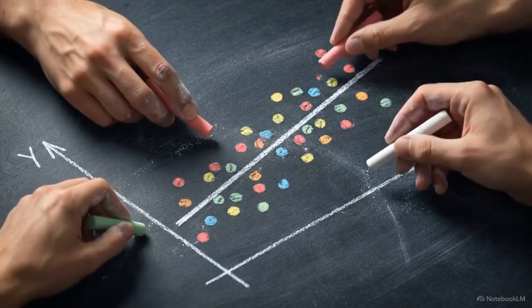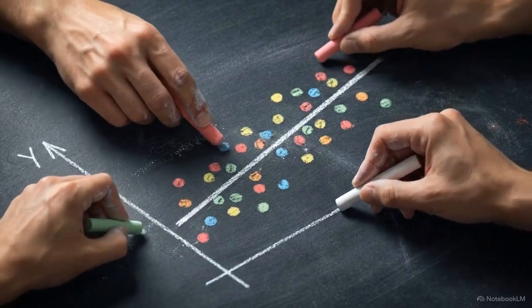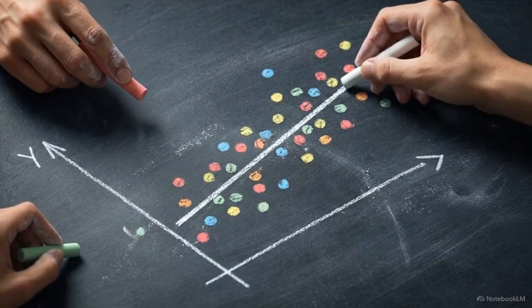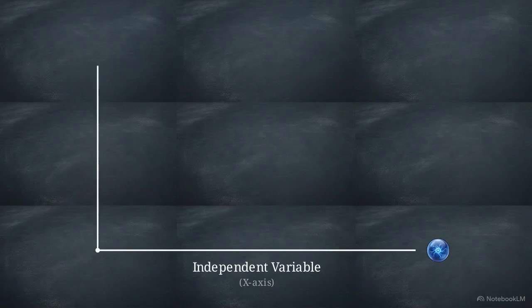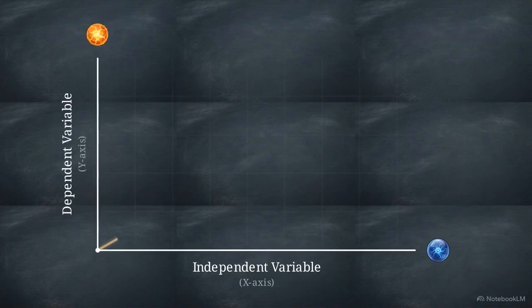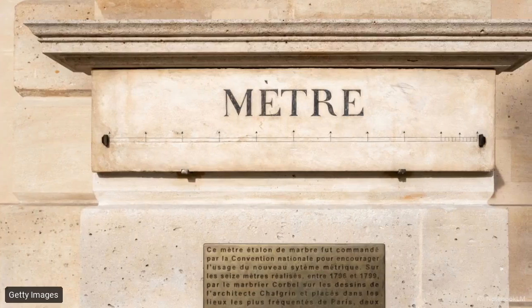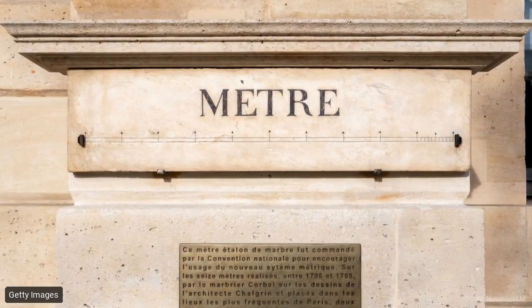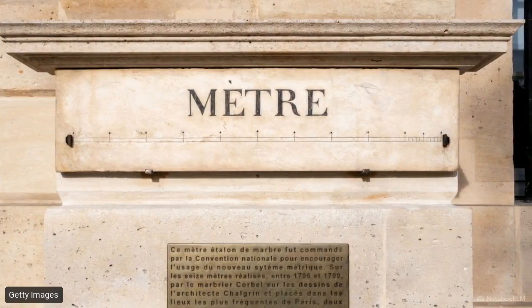Once the data is collected, scientists meticulously map the relationship between these variables to identify clear, undeniable trends. This follows a specific rule. The independent variable is always plotted on the horizontal x-axis, while the dependent variable is plotted on the vertical y-axis. To ensure these measurements are useful worldwide, scientists use a global standard, the International System of Units, or SI.